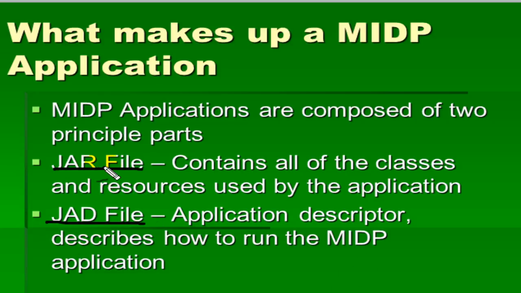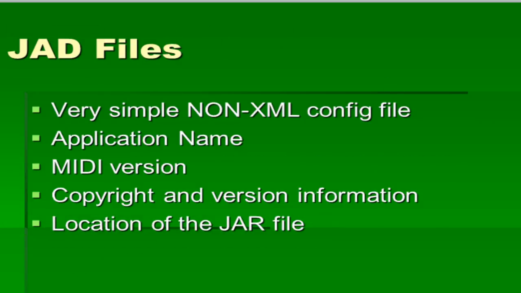But the JAD file has the information about the jar file. So it's telling about the jar file, as you could see here, how to run the MIDP application and all. Okay, so basically when you build your MIDP application, you will have two files, one is the jar and one is the JAD, right? And JAD actually means Java application descriptor, and jar is the Java archive file.